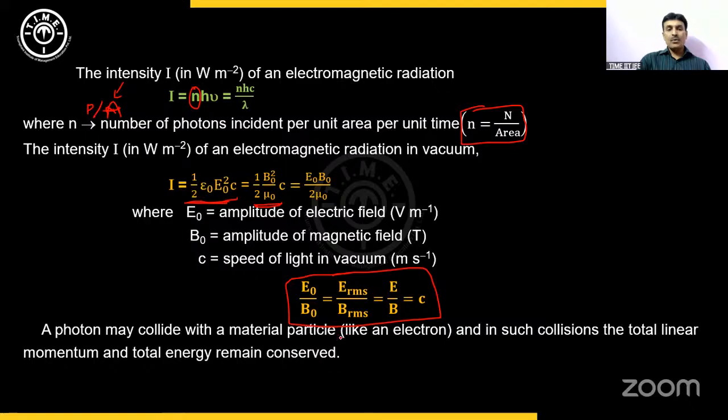A photon may collide with a material particle like an electron. In such collisions, its momentum as well as energy are both conserved. Energy conservation as well as conservation of linear momentum are valid in the case of collisions of photons with material particles like electrons.